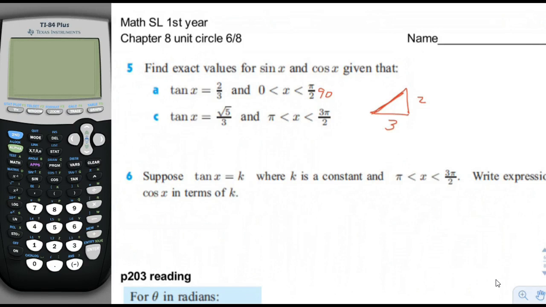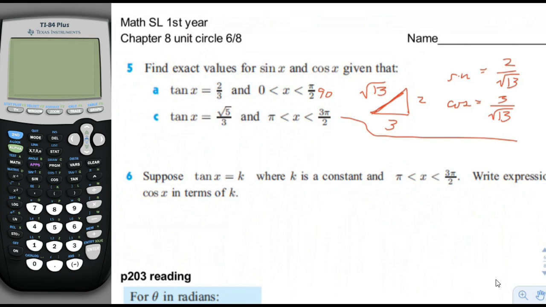The hypotenuse here would be 2 squared plus 3 squared, which is 4 plus 9. The square root of 13 would be the hypotenuse, using Pythagorean's theorem. So what would be the sine? The sine would be the opposite over the hypotenuse. And the cosine would be the adjacent over the hypotenuse. Okay, moving on to the next one.